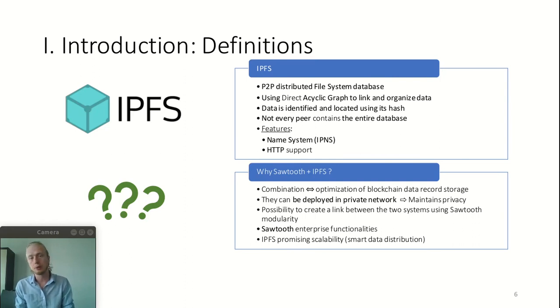It is also possible to create a link between the two systems using the Sawtooth modularity. Sawtooth is an enterprise blockchain, so it has enterprise functionalities, and also IPFS has promising scalability for its data storage and data distribution.